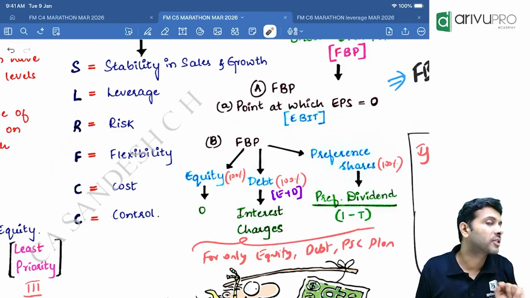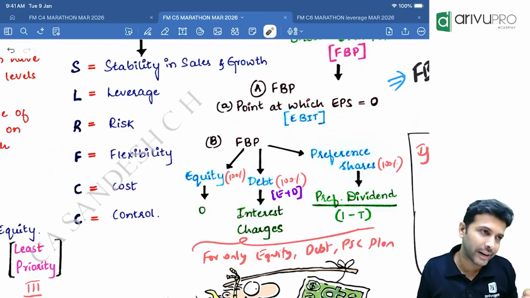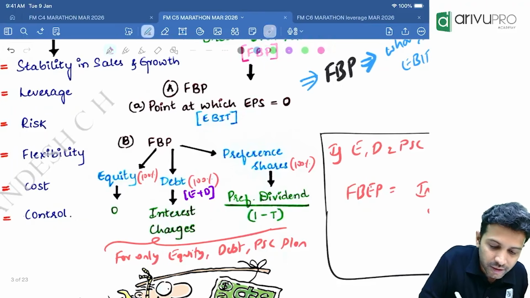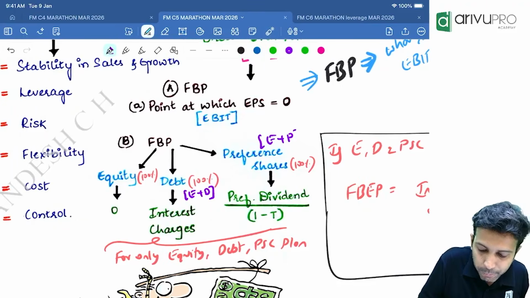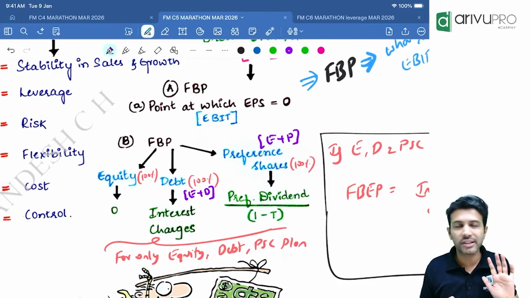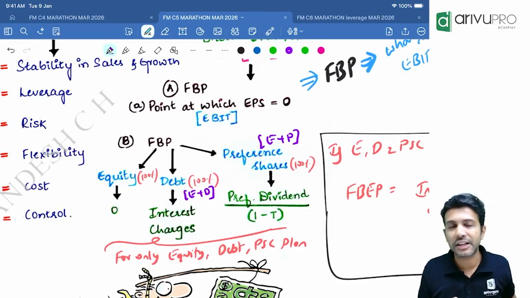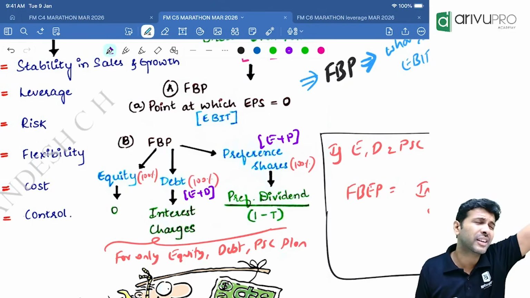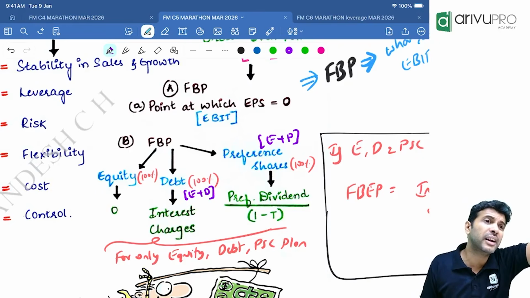What sort of capital structure are we talking about here? Equity and debt. The last will be what? This will be equity and preference shares. So in this case, for you to get the financial break-even point, EBIT should be equal to... what was the financial break-even point for debt? EBIT was equal to interest charges.